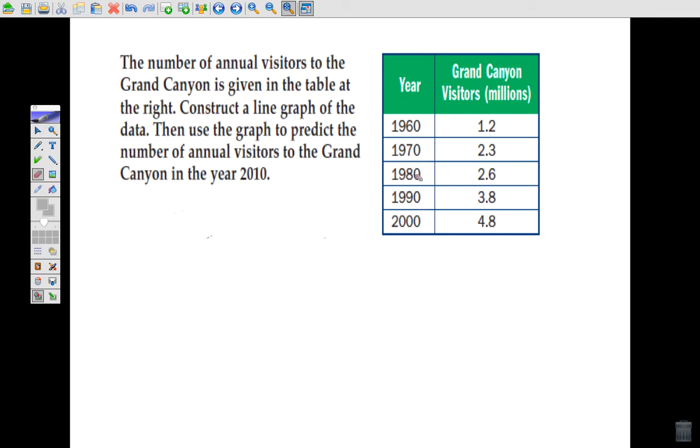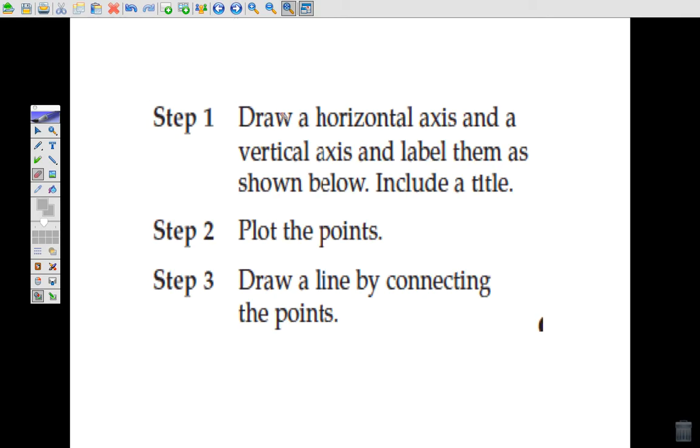The year is going to be the independent variable, which means that's going to be our x. The Grand Canyon visitors, that's our dependent variable, that's going to be on our y. We can see the spread is from 1.2 up to 4.8, so you could probably get away with scaling this from 1 to 5. And we're starting from 1960 and going to the year 2000 on our graph. So let's see what I've got done here. We're going to draw a horizontal axis, plot our points, and then draw a line connecting the points.